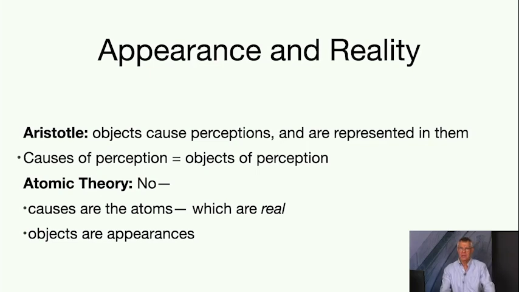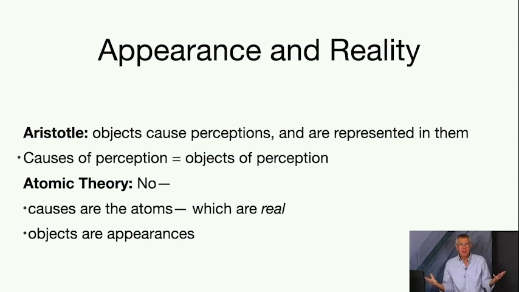Well, in Aristotle's view, and in the view of Aquinas and Peter of Spain and the entire ancient and medieval tradition, objects cause perceptions, and they're represented in those perceptions. The paper is the cause of my perception of the paper, and it's represented in my perception. And the same thing is true of that triangle. I perceive the triangle, it is the cause of my perception, and it is the content of my perception. It is represented in my perceptual state. So the causes of perception are equal to the objects of perception, the things represented in the perception.